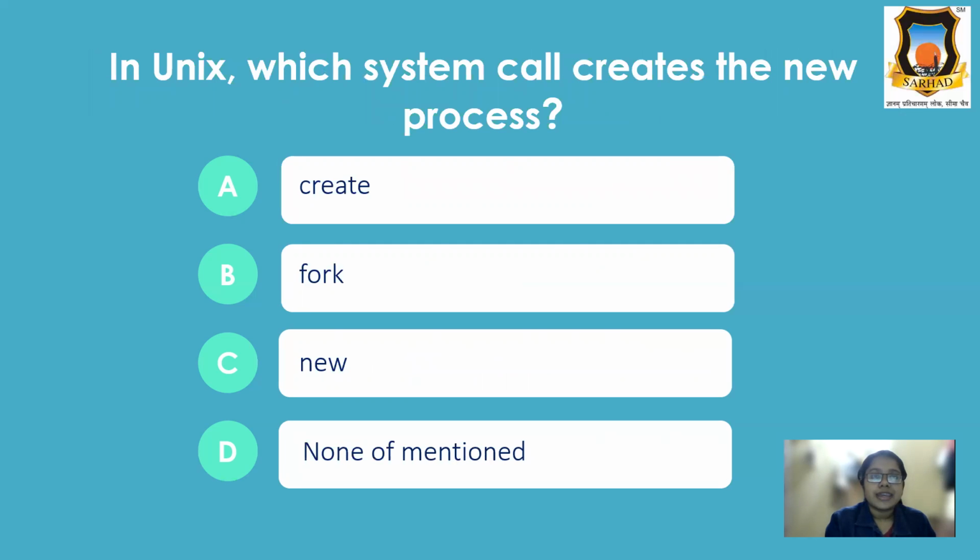Next question. In Unix, which system call creates the new process? Option A, create. Option B, fork. Option C, new. And option D, none of the mentioned. And the answer is option B, fork.